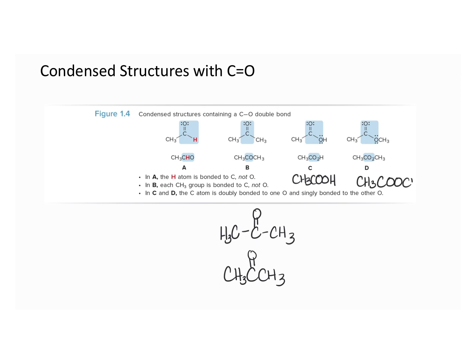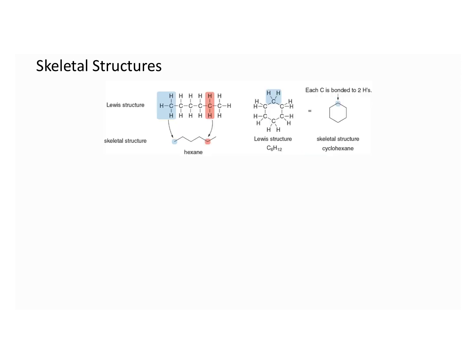Now, there's also a way that we can shorten these even more and make these really long structures. We can write them faster and they take up less space. And this is called a skeletal structure. In a skeletal structure, each carbon becomes a dot. That's it.